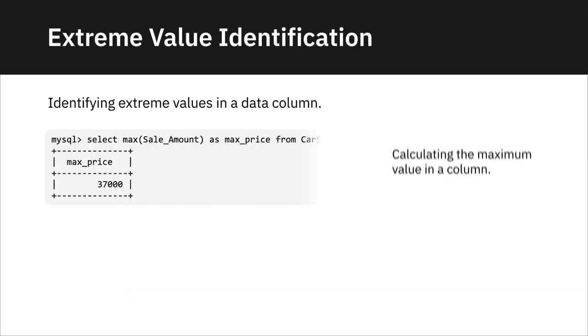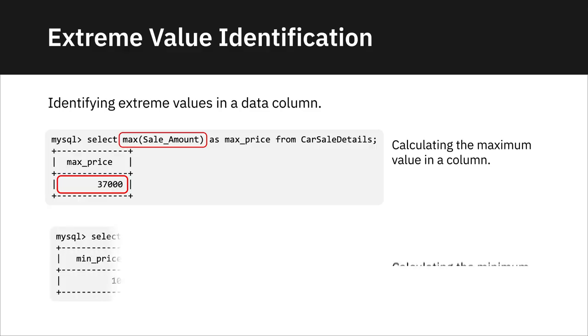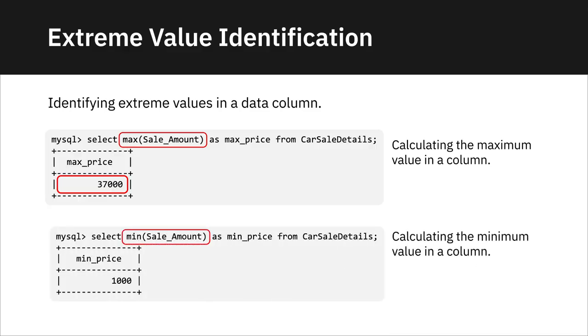The next type of analysis is to identify extreme values in a data column, such as the max function, which gives you the maximum value in a column. For example, the highest amount spent by a customer in our dataset is $37,000. And the min function, which gives you the minimum value in a column, which in our dataset is $1,000.